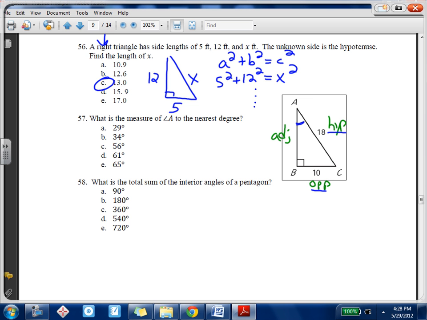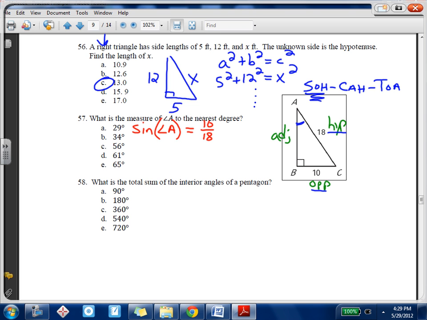So if I remember SOHCAHTOA, you can see it right away. The one that has the opposite and the hypotenuse is the sine. Notice it has both opposite and hypotenuse. So we plug in our values. We say sine of, well, usually the angle goes in there in degrees, but we don't know what it is. So sine of angle A equals the opposite over the hypotenuse, so it's 10 over 18.